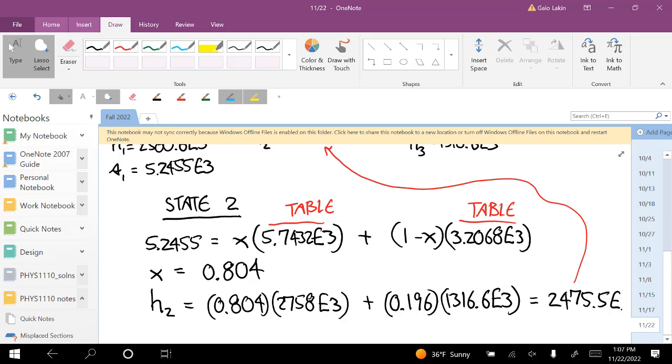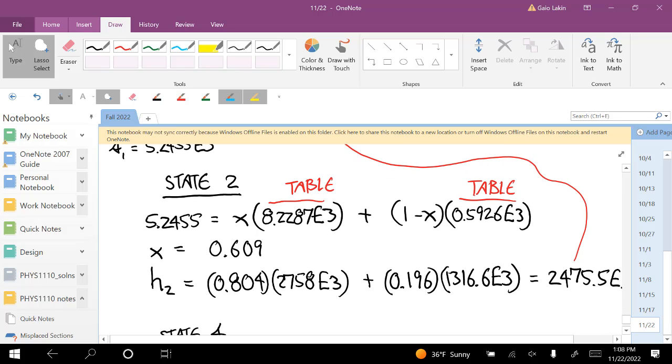Yeah. That one I got, it was 8.2287, that's for the saturated vapor. For the entropy? Yeah, for the entropy of the saturated vapor at 8 kilopascals. Okay, 8.2287. And then for the saturated liquid, I got 0.5926. Okay. Which then for the quality, I got 0.6093. Okay, 609.